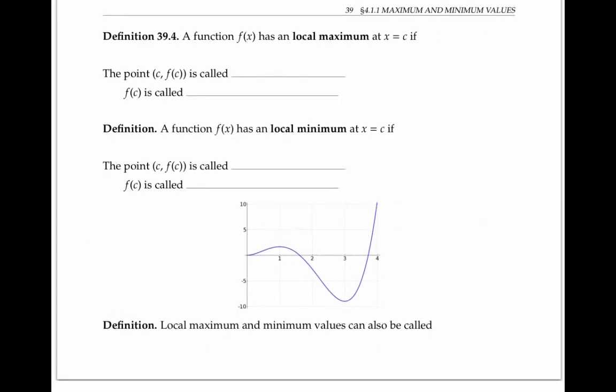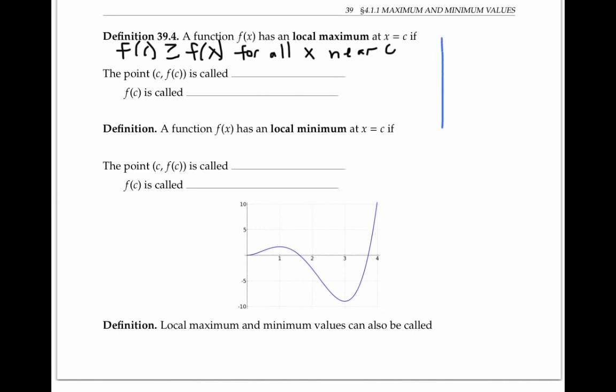In addition to absolute max and mins, we can talk about local max and mins. So a function f of x has a local maximum at x equals c if f of c is greater than or equal to f of x for all x near c. By near c, we mean there's some open interval around c for which this is true.